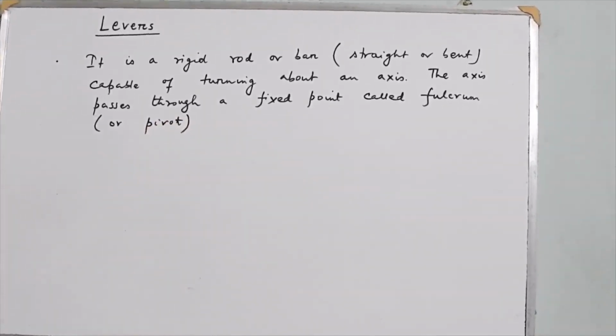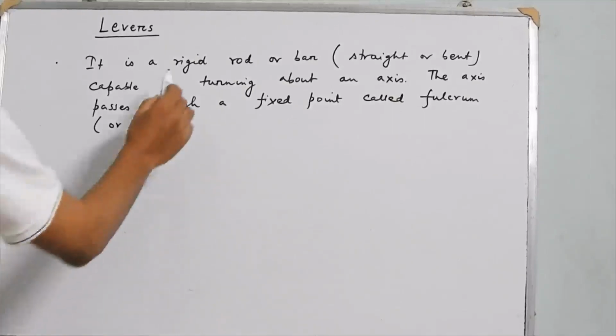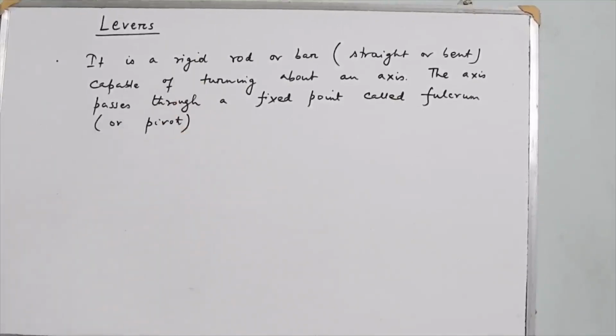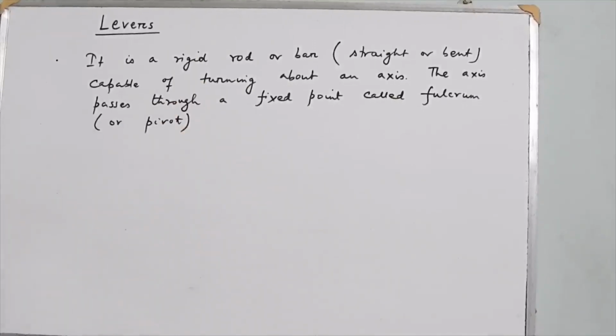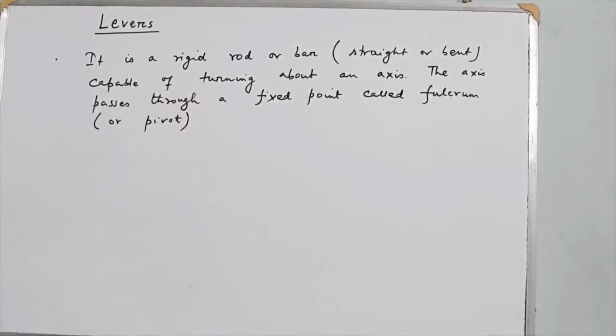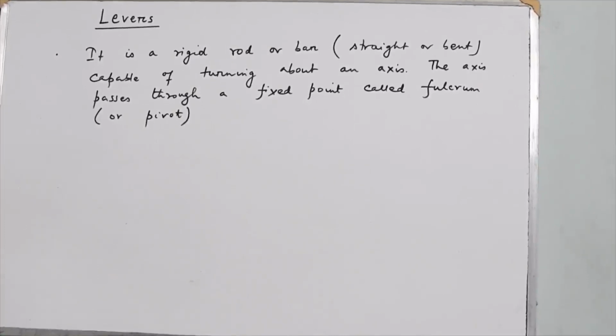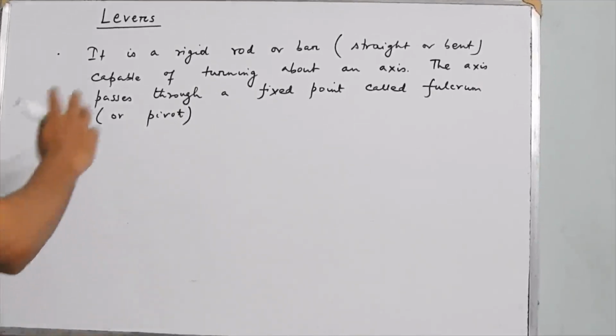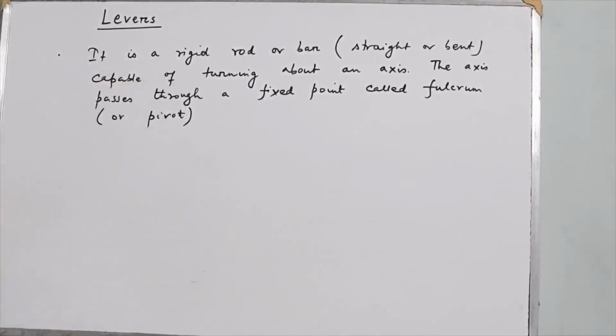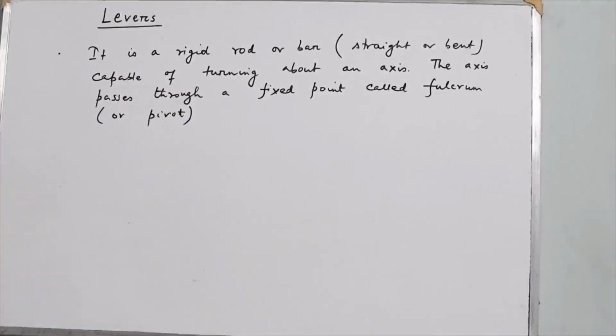So a lever is just a rigid rod, but whenever we say rigid, it is not absolutely rigid because none of the materials available is 100% rigid. But still, from the point of view of application of the lever, we can assume that the rod is a nearly perfectly rigid rod, which is capable of rotation about an axis.